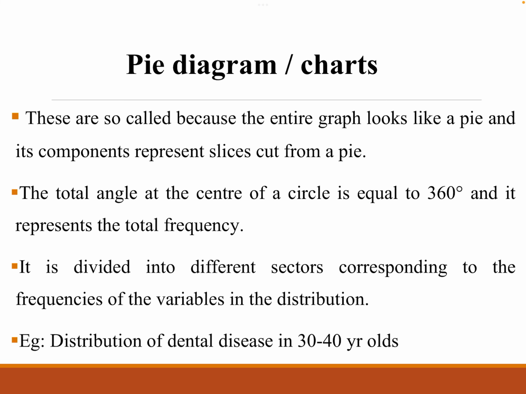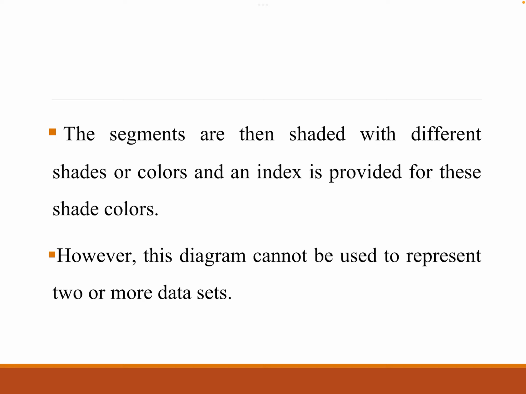The second type of diagram is the pie diagram or a pie chart. These are so called because the entire graph looks like a pie and its components represent slices cut from a pie. The total angle at the center of the circle is equal to 360 degrees and it represents the total frequency. It is divided into different sectors corresponding to the frequencies of the variables in the distribution. For example, distribution of dental caries in 30 to 40-year-olds.